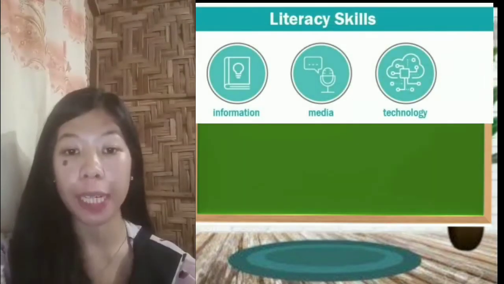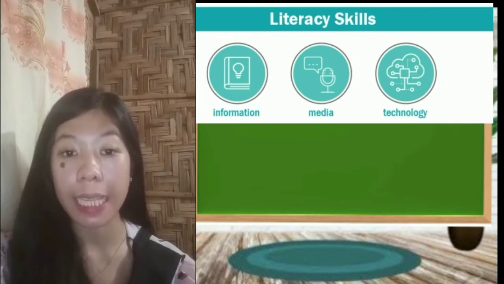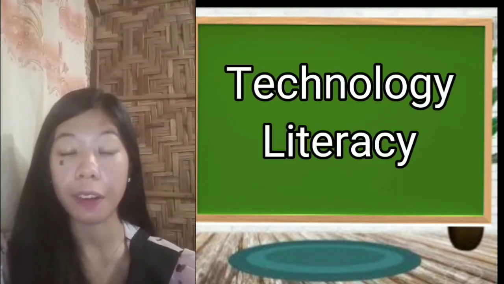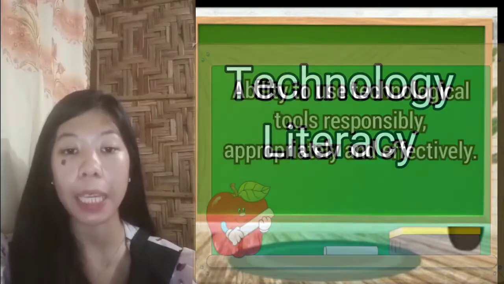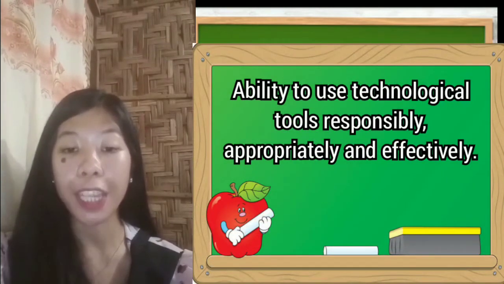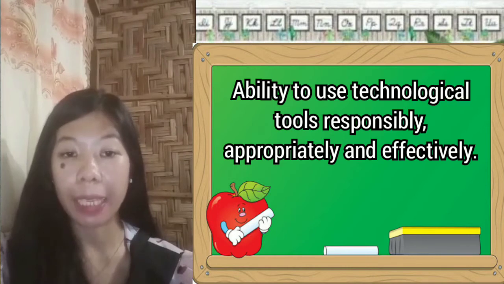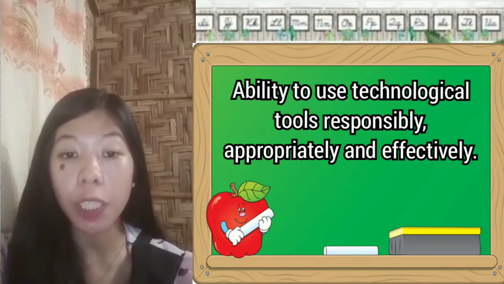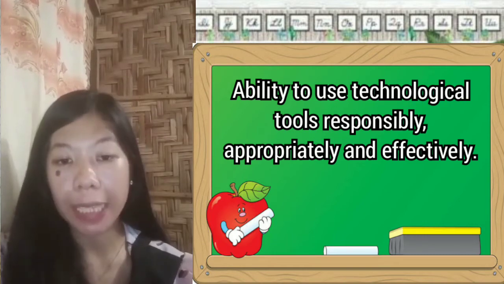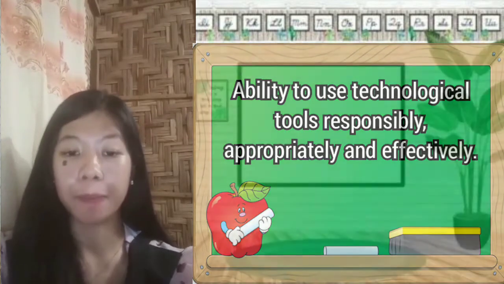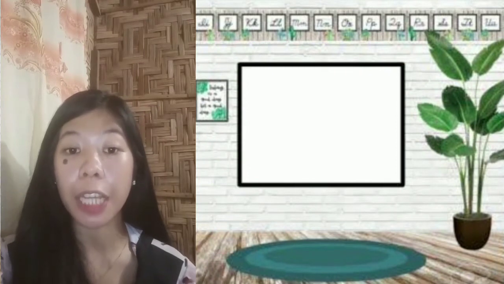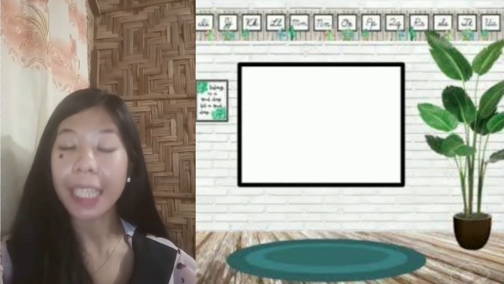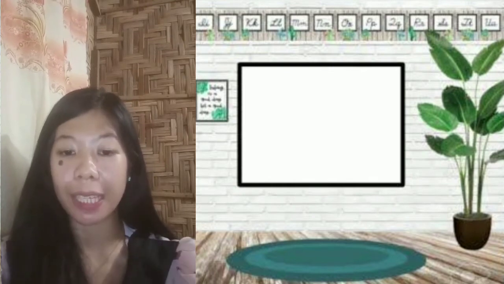The last 21st century literacy skill is technology literacy. When we say technology literacy, it is the ability of an individual, either working independently or with others, to use technological tools responsibly, appropriately, and effectively. A technology literate person is skillful, knowledgeable, and engaged in online activities.